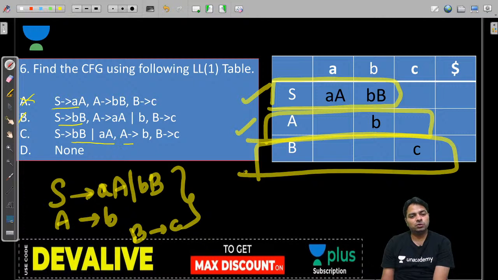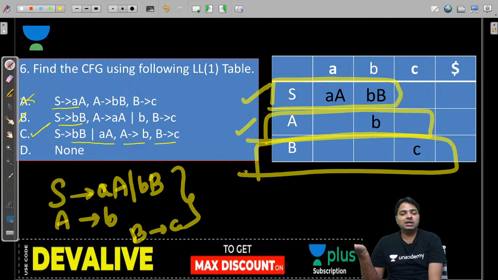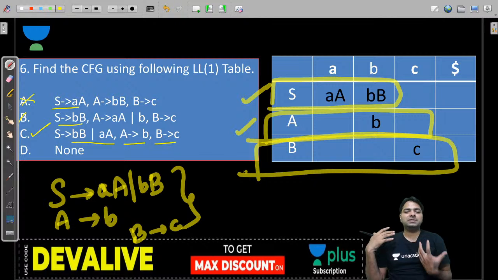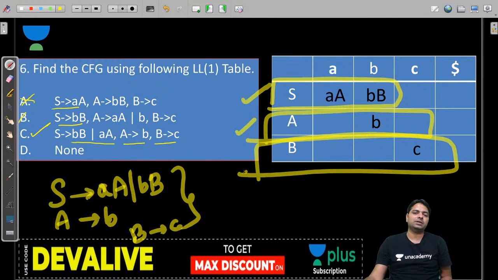Yes, that's true. A to B is true, B to C, yes. Option C is the correct one. So for the given LL1 table, it is always easy to find out what grammar is stored in the table. So the LL1 table stores the grammar, right? If anybody gives the table, you can easily answer what grammar was used to construct the table.